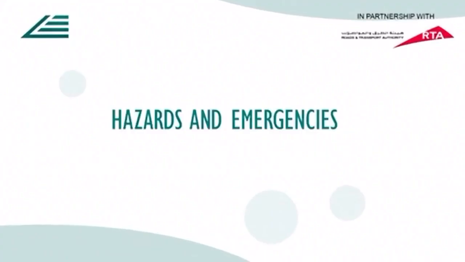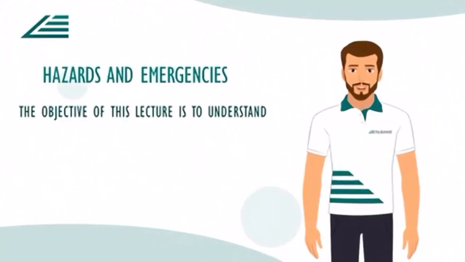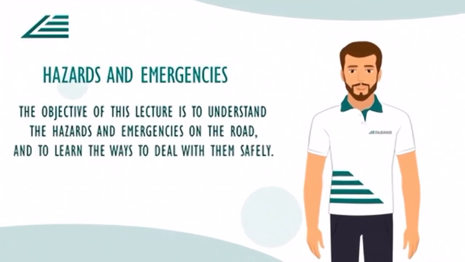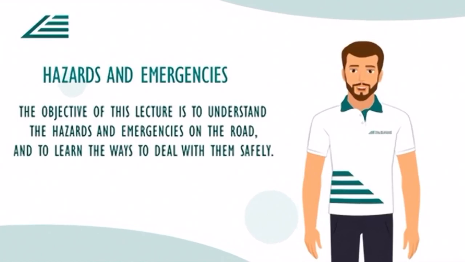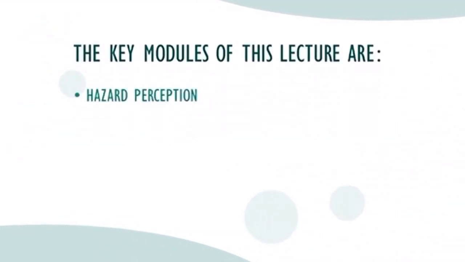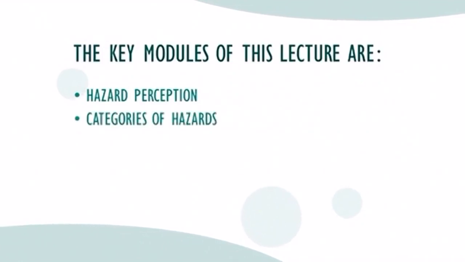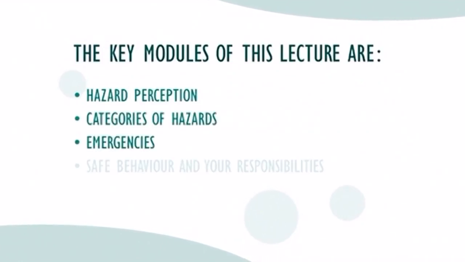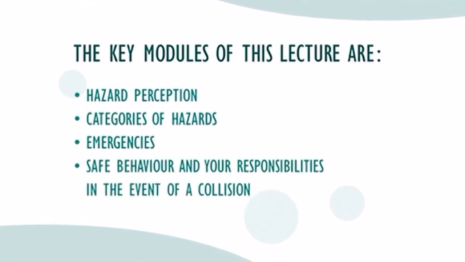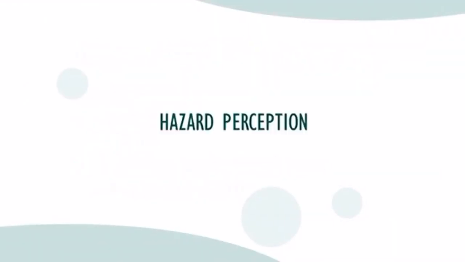Hazards and emergencies. The objective of this lecture is to understand the hazards and emergencies on the road and to learn the ways to deal with them safely. The key modules of this lecture are hazard perception, categories of hazards, emergencies, safe behavior, and your responsibilities in the event of a collision. We will start with the first module, hazard perception.